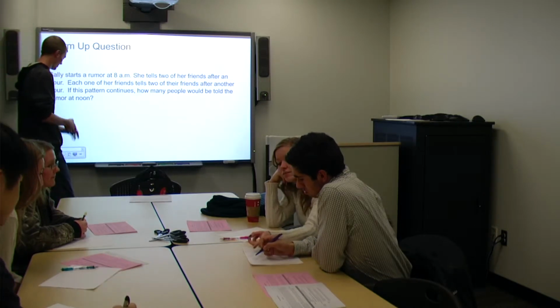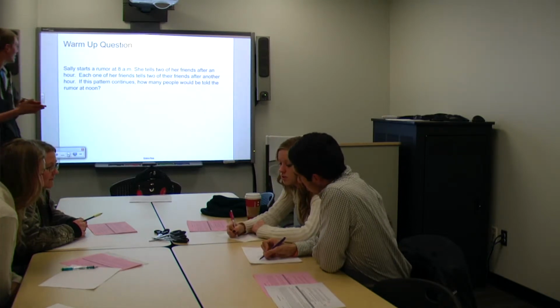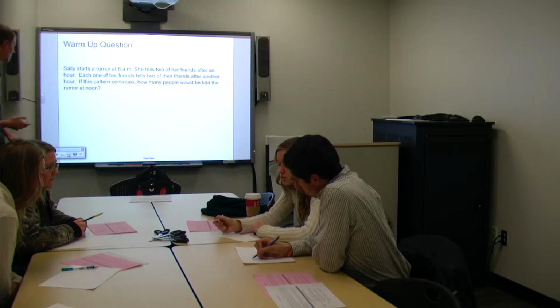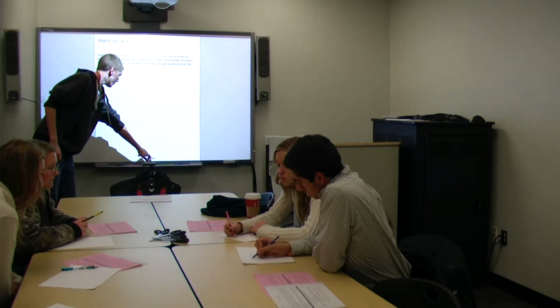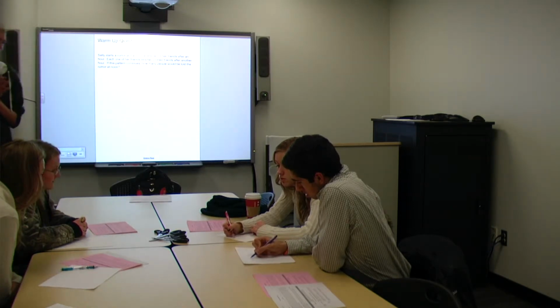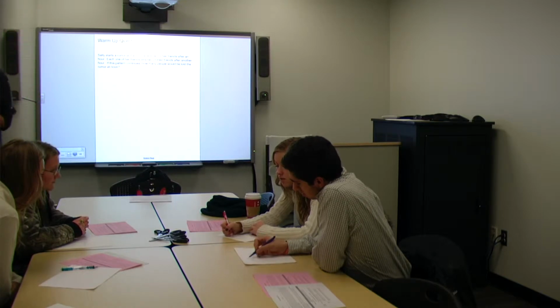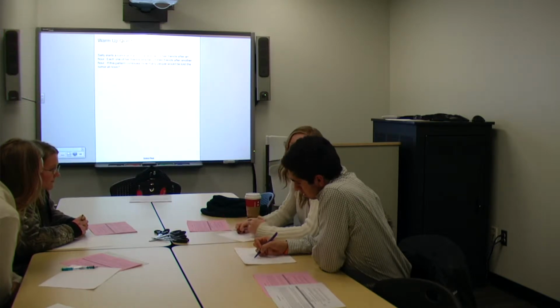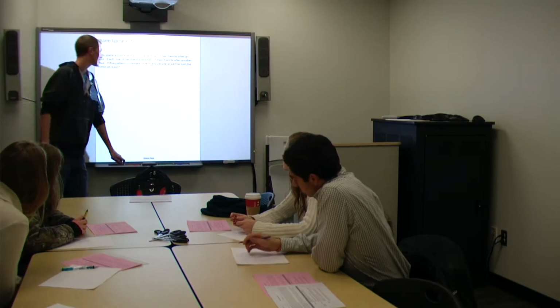I like your method. Because you could just go like this, if you start with two, each of those people tells two, each of these people tells two, each of these people tells two, and then you can just add them up. Yeah, 16. Alright, looks like you guys are getting an answer for that.